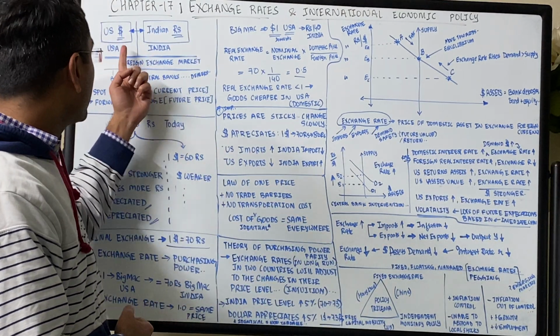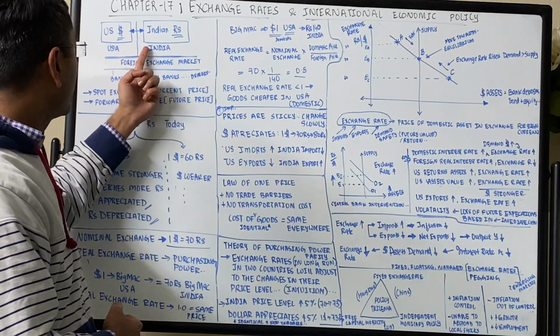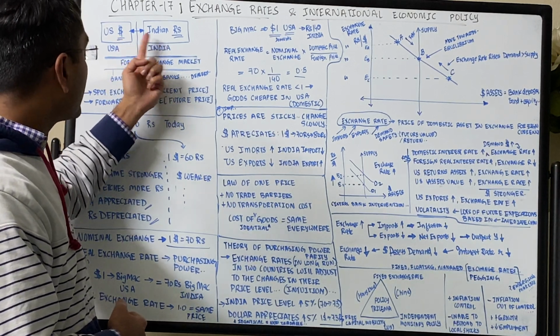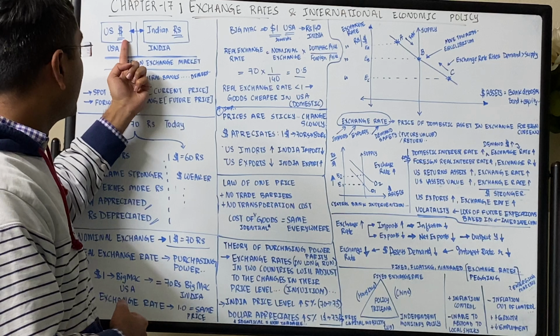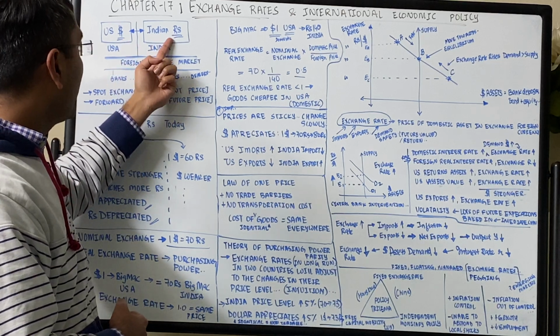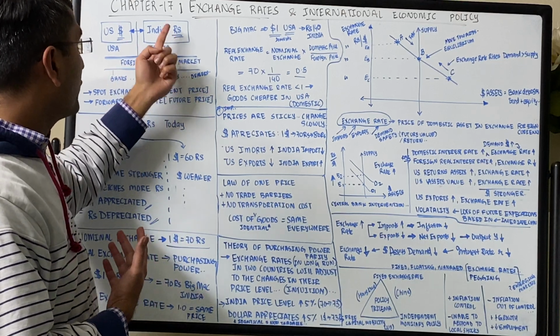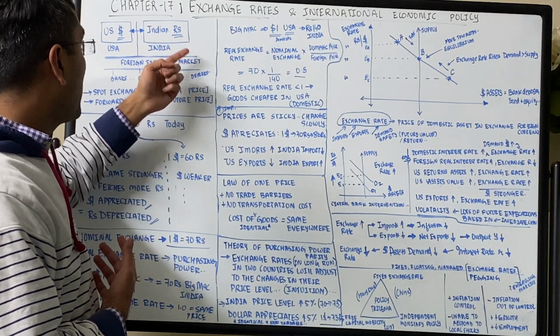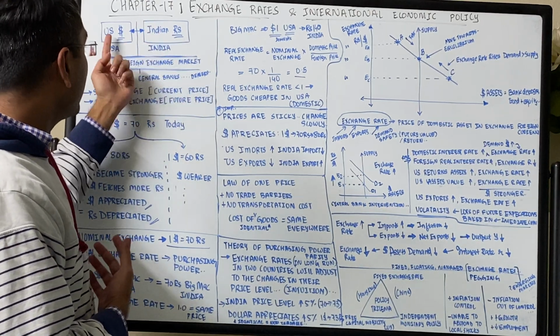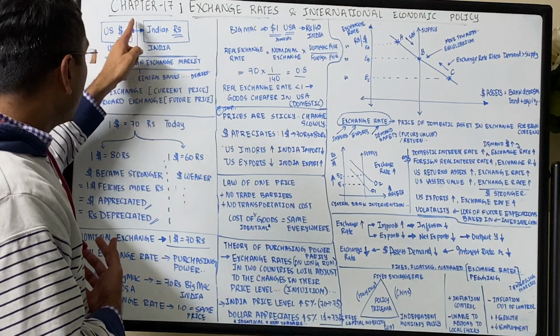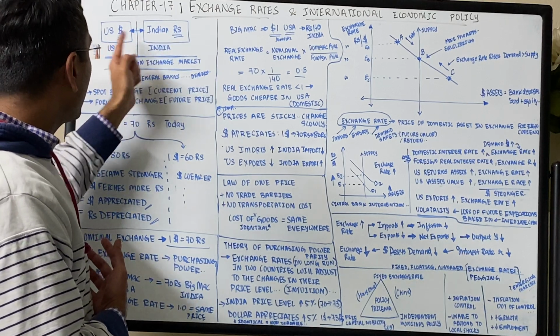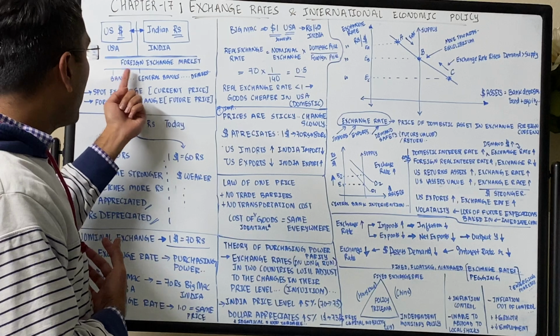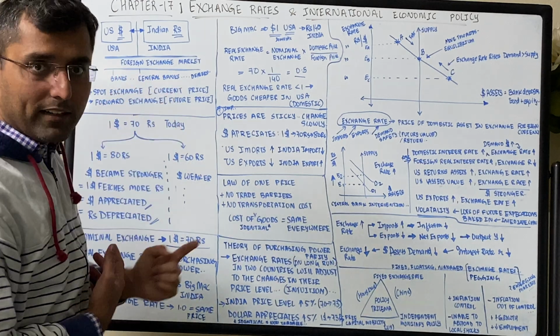So in that exchange between two countries with different currencies, the United States has the dollar, India has rupees, Europe would have the euro, and in Britain there will be pounds, and things like that. So different countries will have different currencies. And this exchange between these two countries happens through a market called the foreign exchange market.